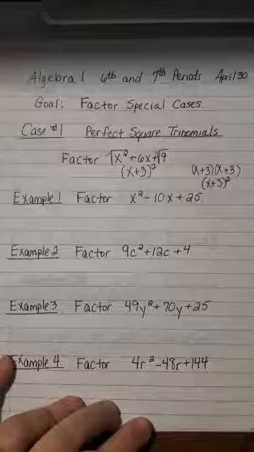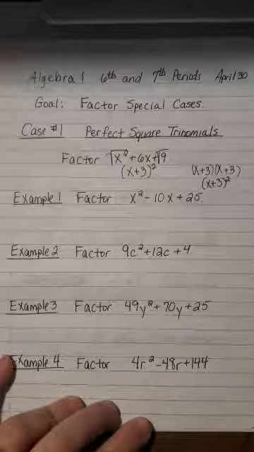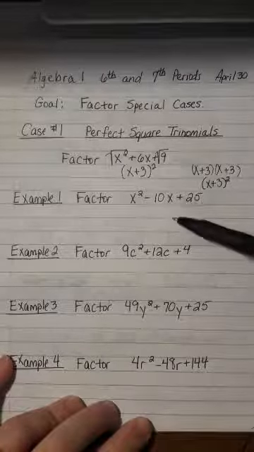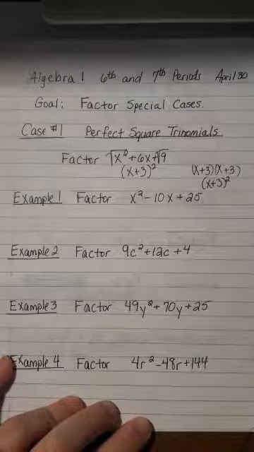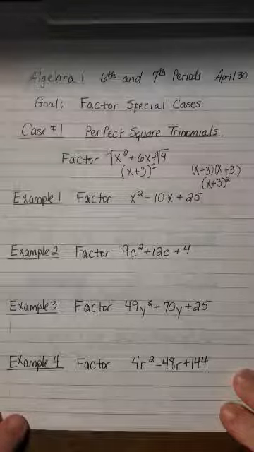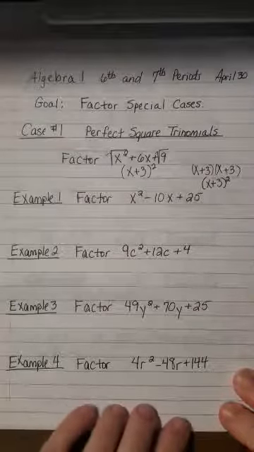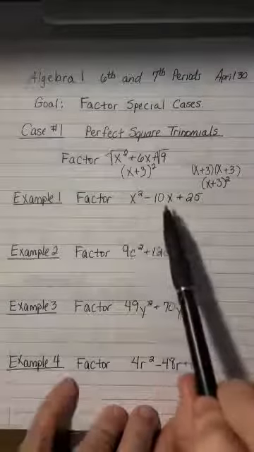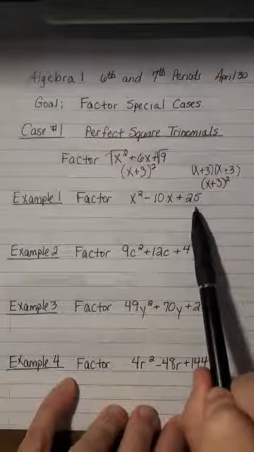Now that was just a little introduction, and so after you know that background information, let's do these examples and make sure that you understand. Alright, example 1, we're going to factor x squared minus 10x plus 25.